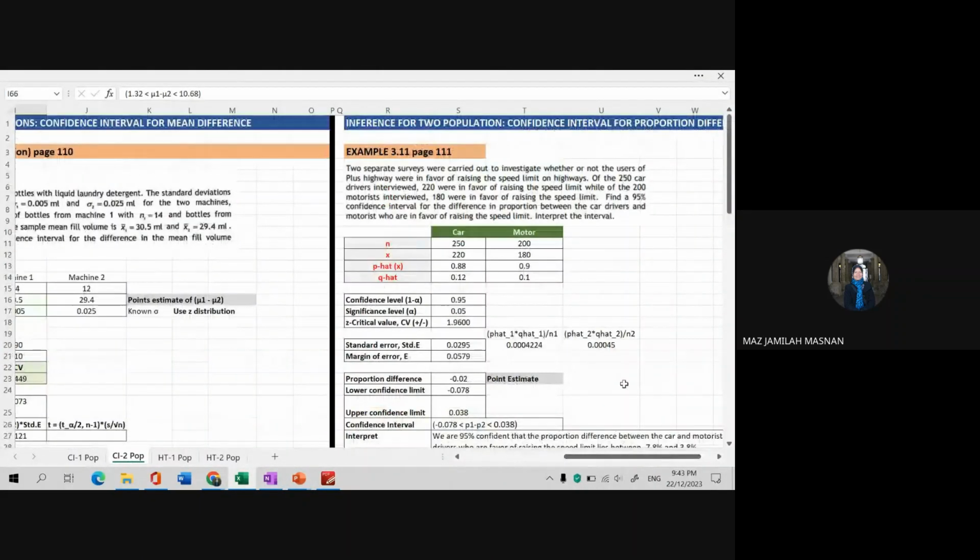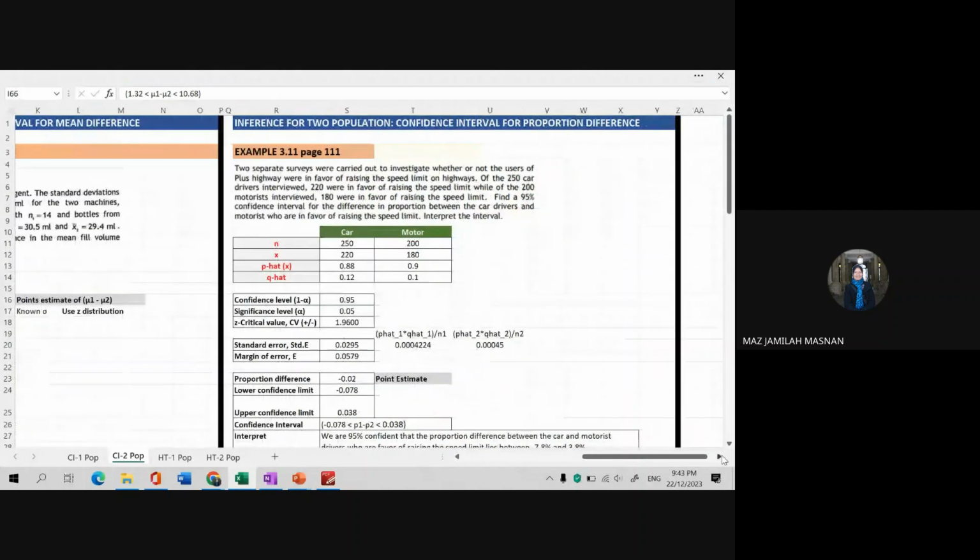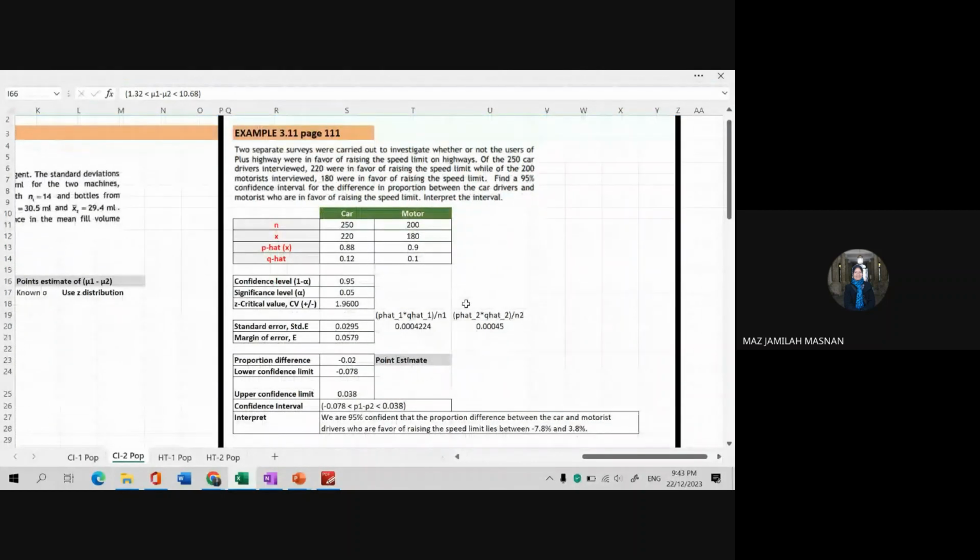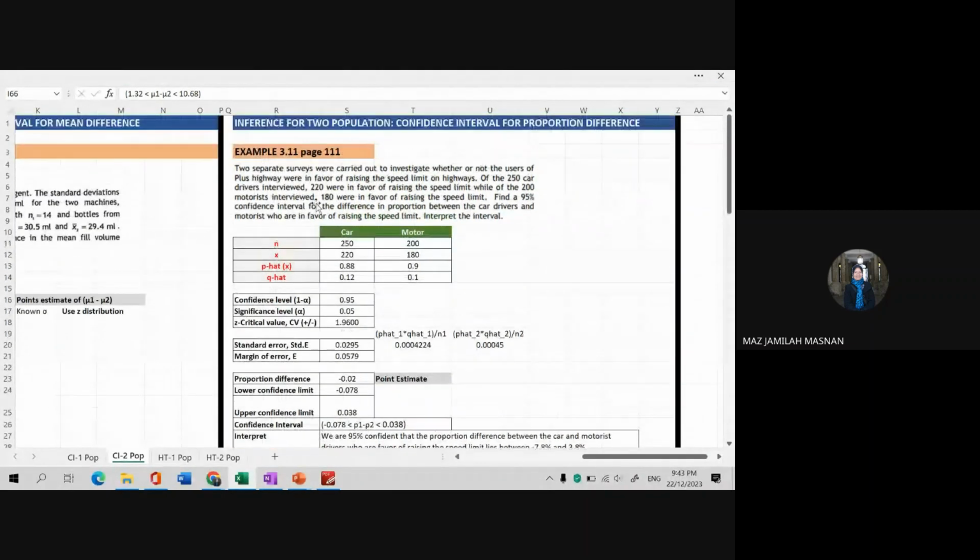For two populations, confidence interval for proportion. Now, based on example 3.11 on page 111, two separate surveys were carried out to investigate whether or not users of the PLUS highway were in favor of raising the speed limit on highways. Of 250 car drivers interviewed, the first population is for the car drivers.